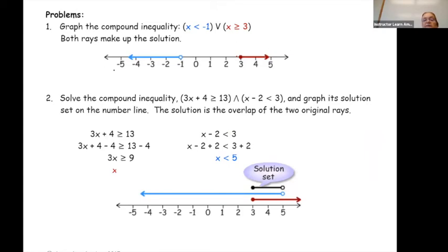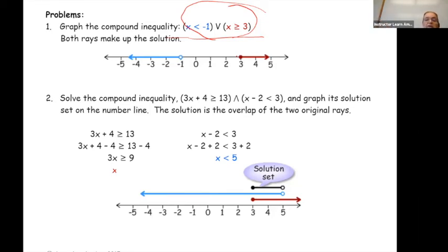Okay, the sets are separate, but both of them are part of the solution set. If we were to write it in set notation, x less than -1 or x greater than or equal to 3 is the set notation for this graph, and this graph is the graph of that. Okay, so it works both ways.